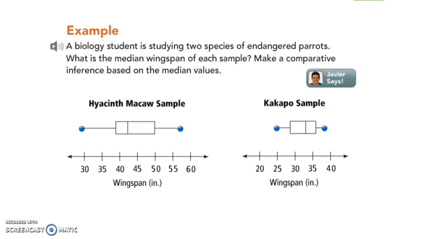Again, from the box plot, where is the median value? We look inside the box at where the line is. That is our median. We read what the number would be. So, looking down, I would say that's 42 inches. Over here, looking down, I would say that's 33 inches. So comparing the wingspans, which bird is more likely to have a bigger wingspan? Based on the medians, it would be the macaw.